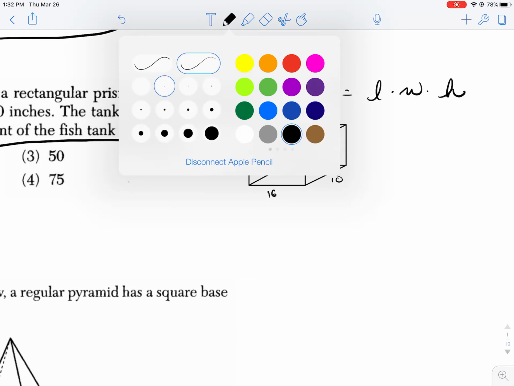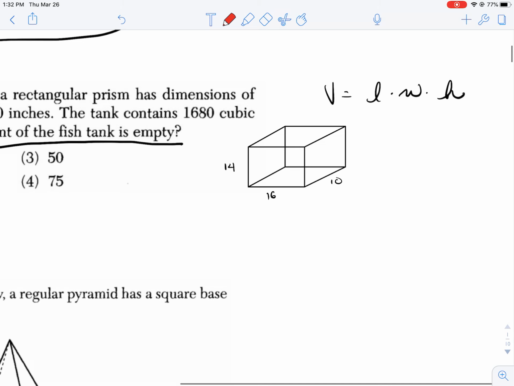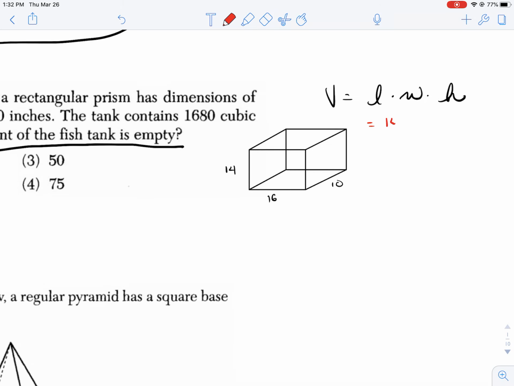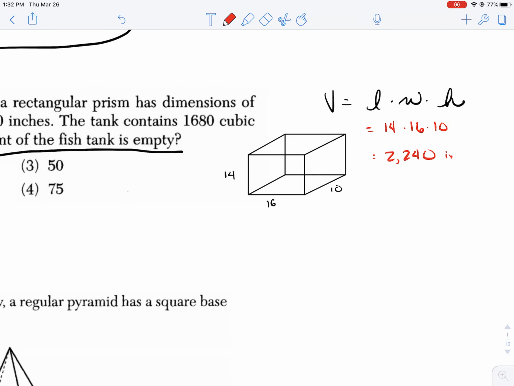Okay, so right now, I'm just zooming in here so you guys can see a little better. All right, we're going to look for the volume. So it's 14 times 16 times 10. And you get 2,240, what is this in inches? Inches cubed. Right, so that's the volume, just by multiplying all 3 of those together.